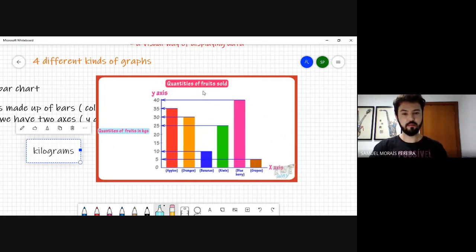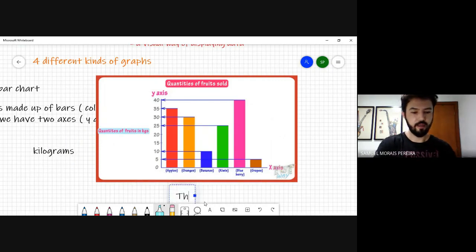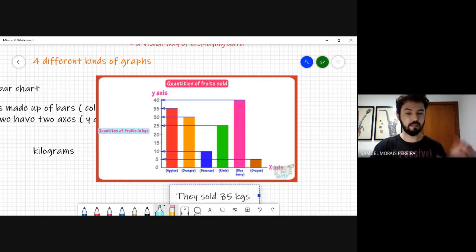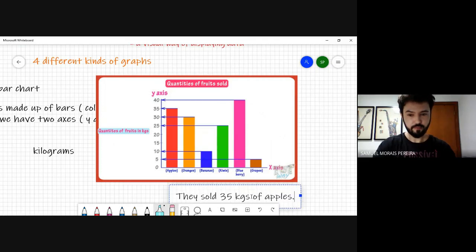So, for example, nesse período de tempo, ó, they sold 35 kilograms of apples. Can you see? So, in this period of time here, they sold 35 kilograms, não foram 35 maçãs, foram 35 kilograms. You have to really understand the information here. Tem aluno que vê que 35, foram 35 maçãs, professor. No, 35 kilograms, 35 quilos. Okay, they sold 35 kilograms of apples, right?